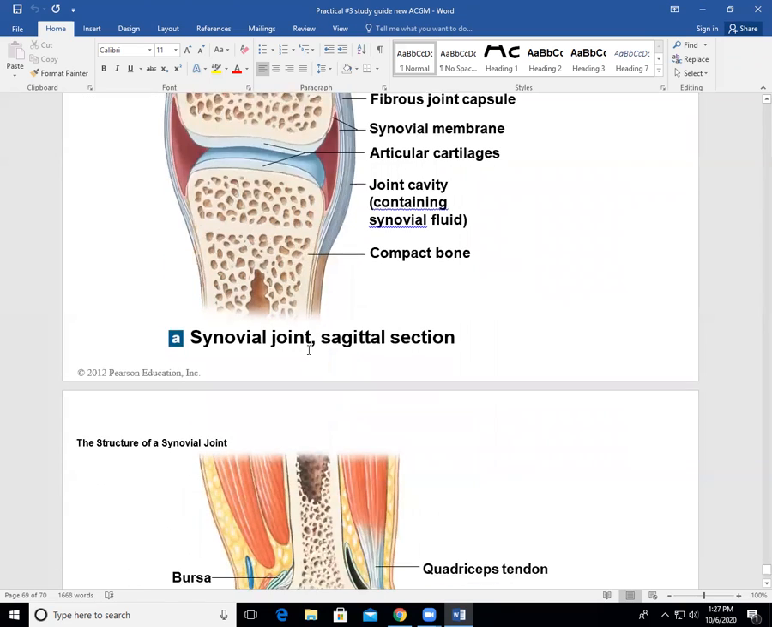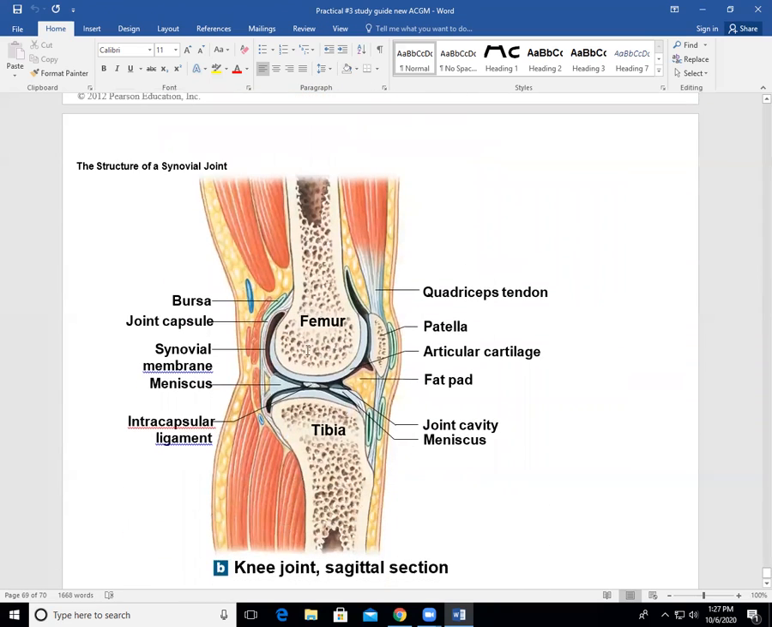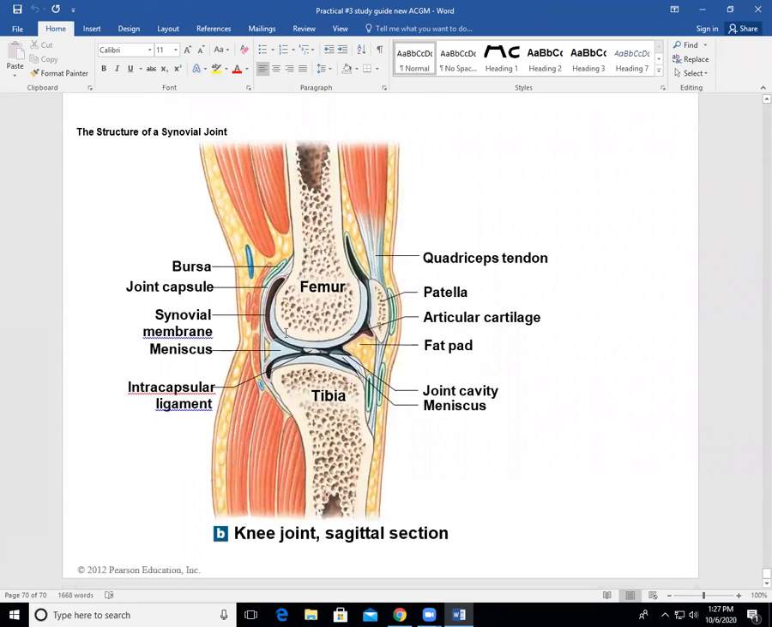Okay. All right, here's another view of the synovial joint. You have bursa, which are fluid-filled sacs. Here's a meniscus, which provides some padding. Here's a fat pad for more padding. There's an intracapsular ligament, so that's a ligament inside the capsule. It's a muscle tendon, which connects muscle to bone. Here's your patella. So those are structures that you should know.